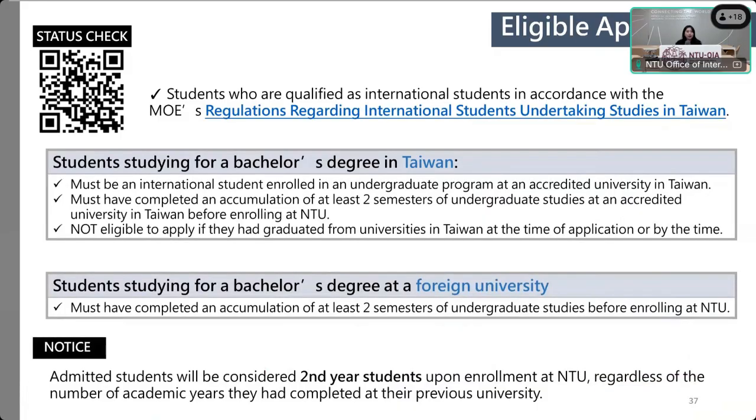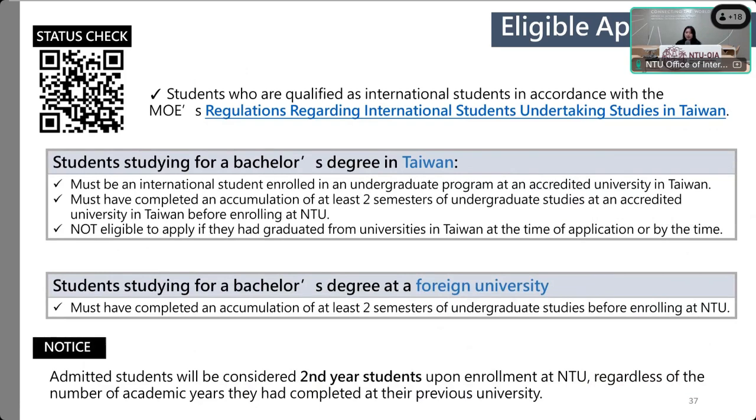So, who can apply for the International Sophomore Entry? You can first check your eligibility by scanning this QR code. The International Sophomore Entry is available only to students who are qualified as international students in accordance with the MOE regulations. So there are two types of students. The first one is the student who is studying for a bachelor degree in Taiwan.